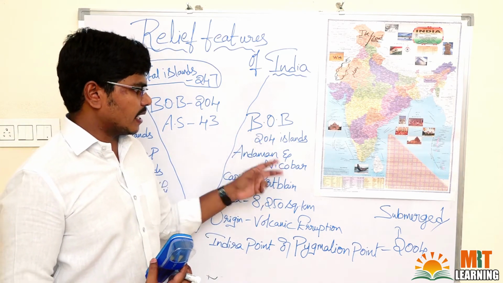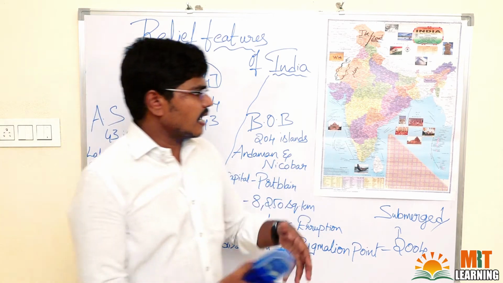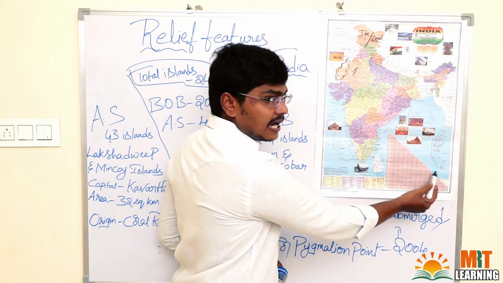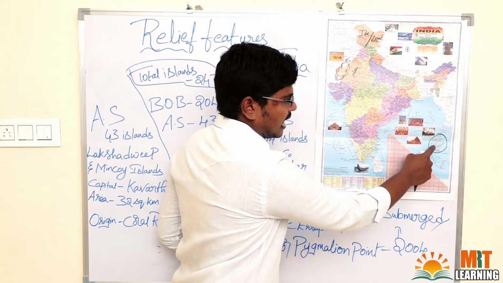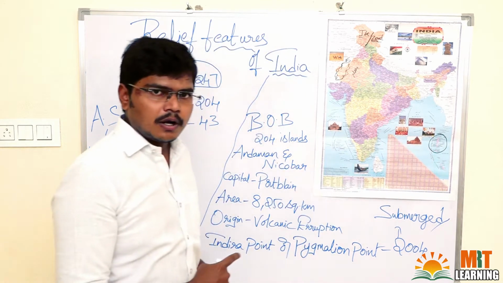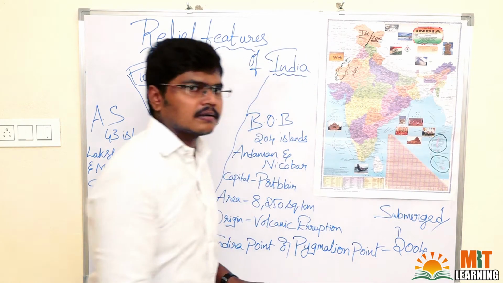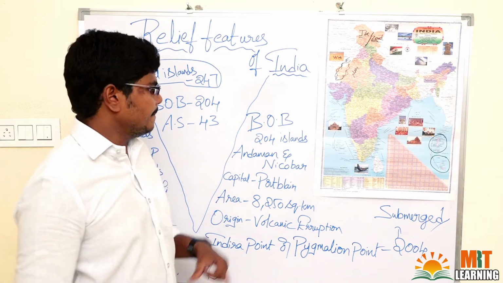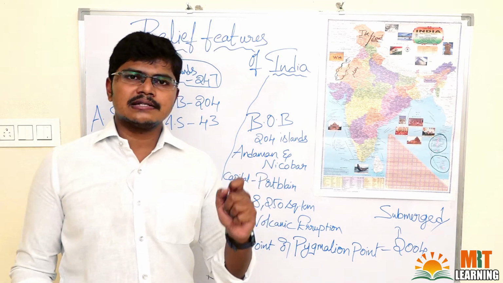Andaman and Nicobar, here two groups of islands are there. Andaman, here I am telling, see, this is the Andaman and Nicobar Islands. Okay, so this north part of islands is called Andaman. Okay, and this south part of islands is called Nicobar. Andaman and Nicobar Islands.